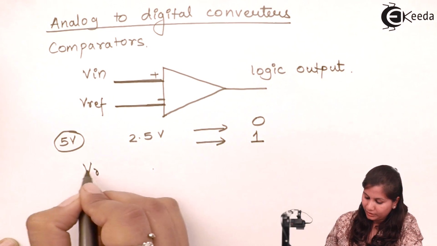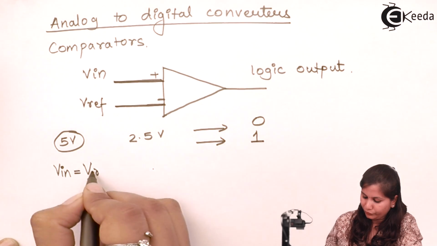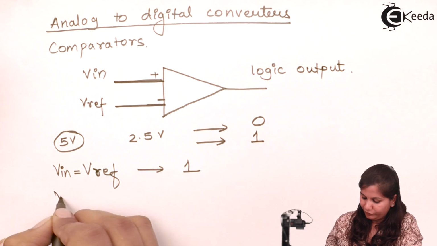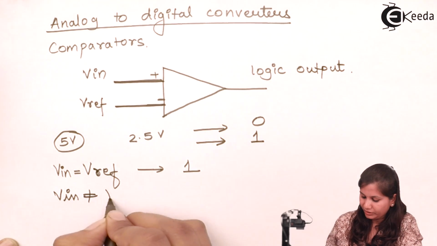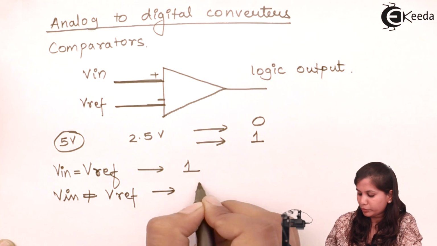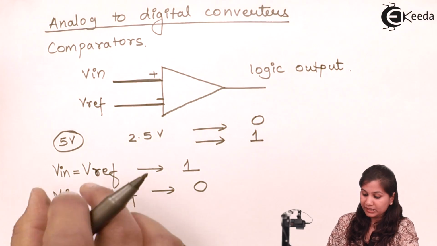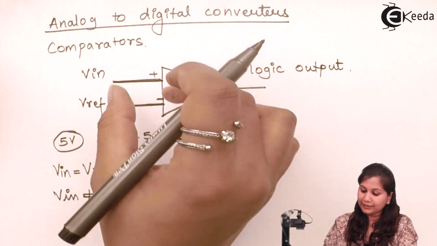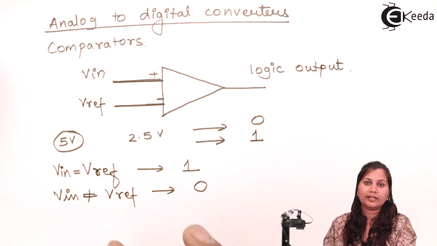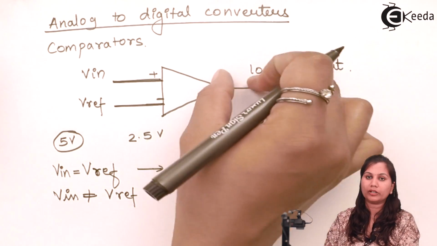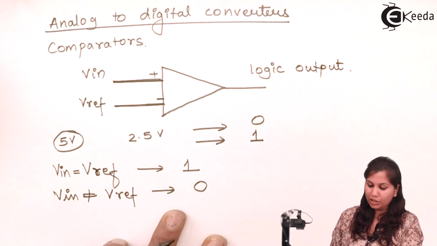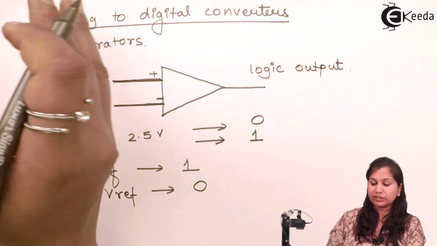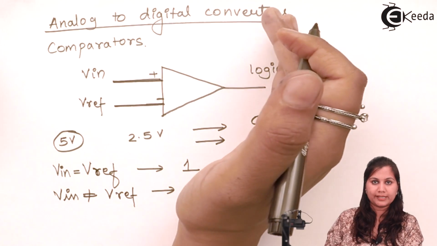So when V input is equal to V reference, the output is logic 1. If V input is not equal to V reference, it gives the output 0. Here you can see that the input is a voltage, an analog signal, and that analog signal is converted into a digital signal, a binary or logic output. So the comparator is the simplest example of the A to D converter, which converts analog signals into digital signals.